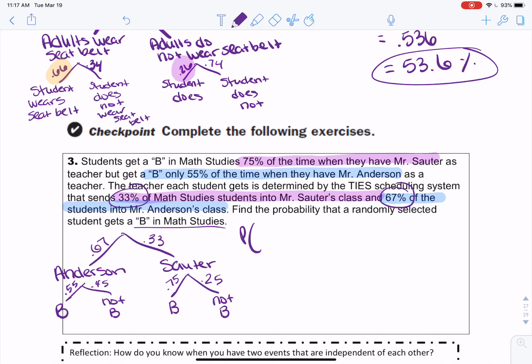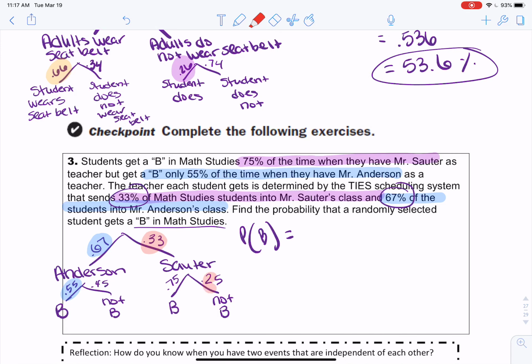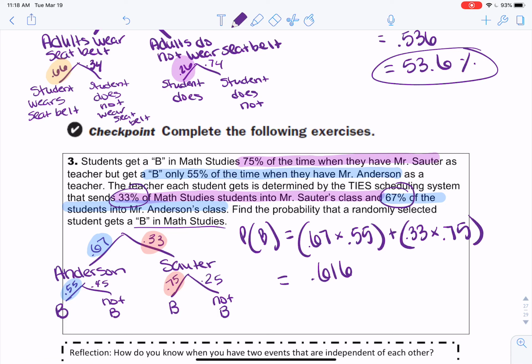So to find the probability that they get a B, we have to take 0.67 times 0.55 plus 0.33 times 0.75. So in your calculator, 0.67 times 0.55 plus 0.33 times 0.75. And in your calculator, that'll give you 0.616, so that's 61.6% of the time.